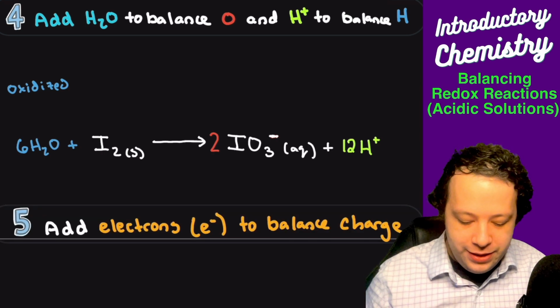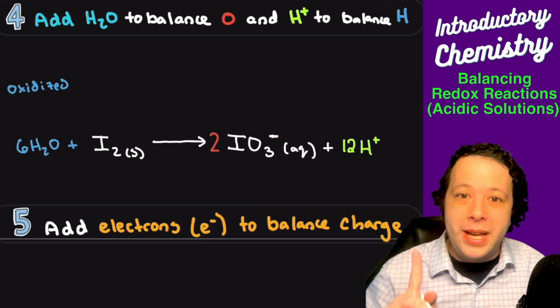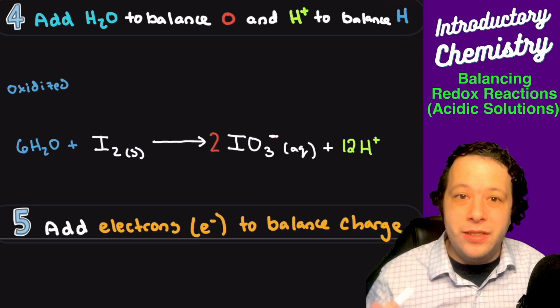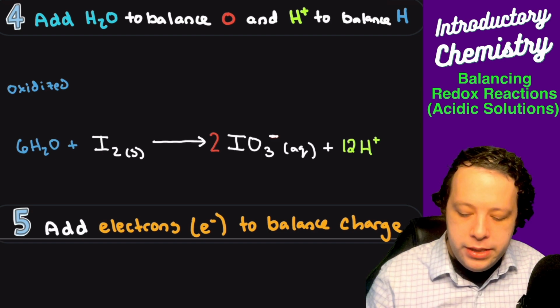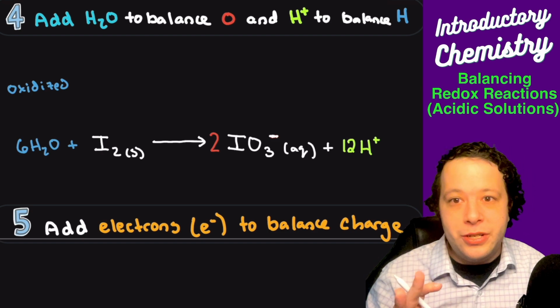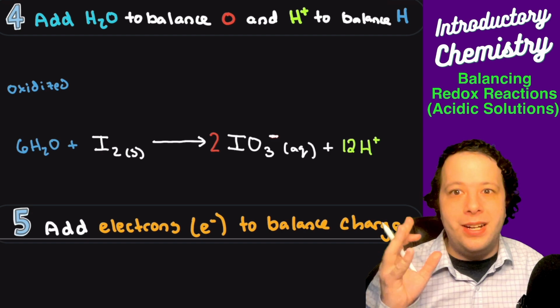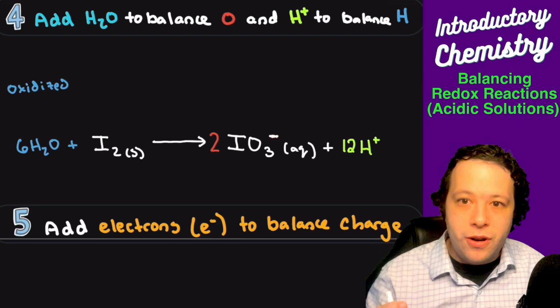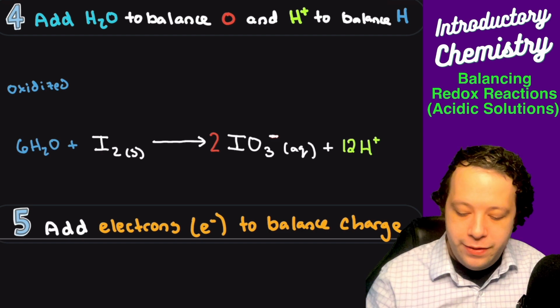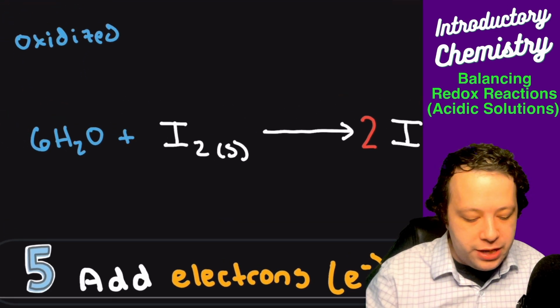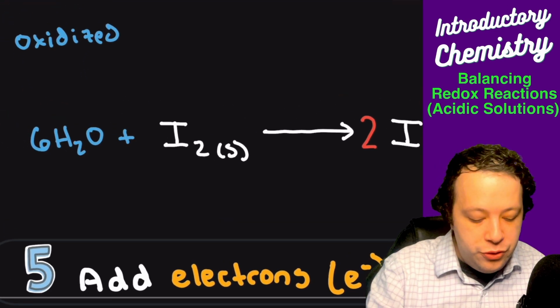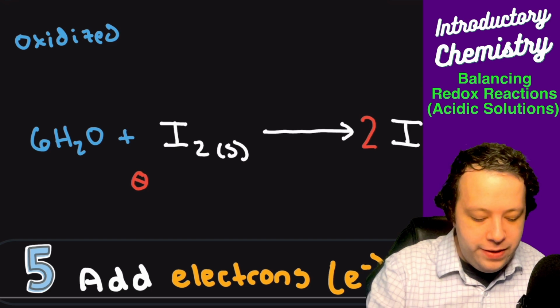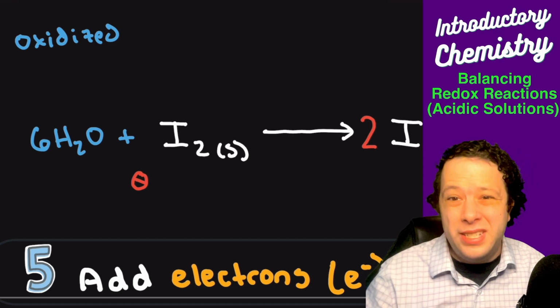Okay, now this brings us to our next step, which is adding electrons to balance the charge. What does that mean? The whole idea of a balanced oxidation reduction is that charges need to be balanced on the reactants and product side. If I look at all the species on the left, all of these are neutral, so everything on the left has a total charge of 0.